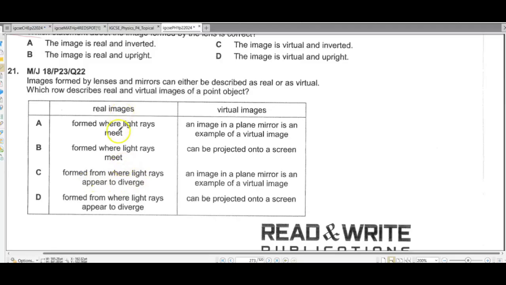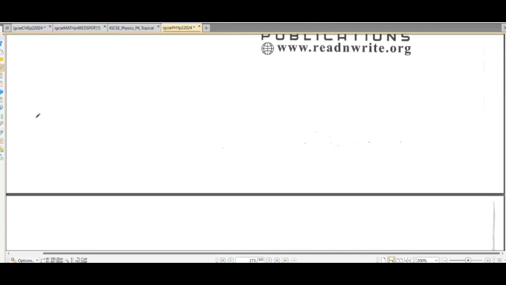So real images are always formed when light rays meet. They are not formed when the light rays appear to diverge, because that is how virtual images are formed. And if we look at the counter answers of these options, so A states that an image in a plane mirror is an example of a virtual image. This is correct. So when both of these are correct, A is going to be our correct option.